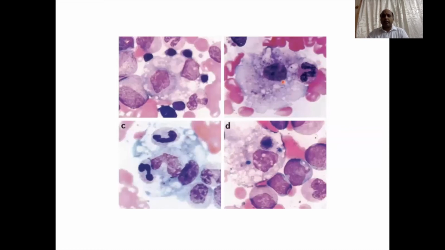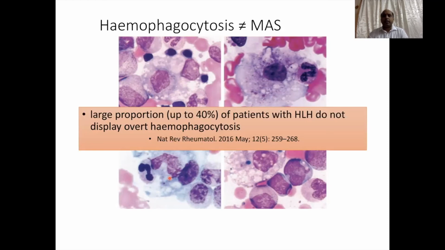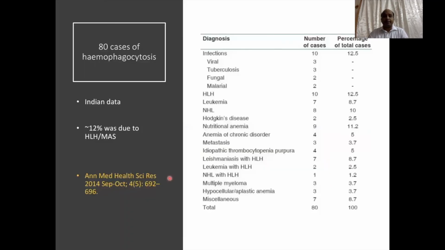These macrophages are engulfing your hematopoietic precursor cells, which can cause the cytopenias. But it is not always that you will find hemophagocytosis in macrophage activation syndrome. Only in around 60 to 70% of cases, on bone marrow biopsy, lymph node or spleen, you can find hemophagocytosis. So always the clinical picture is much more important than the bone marrow biopsy.